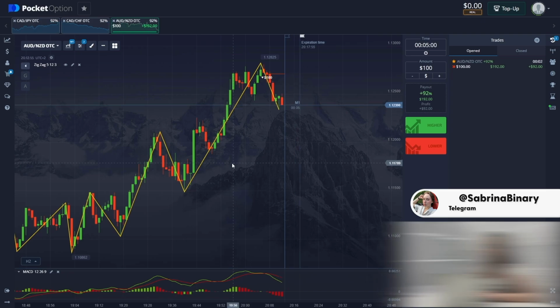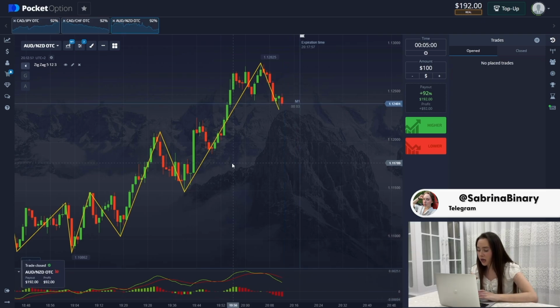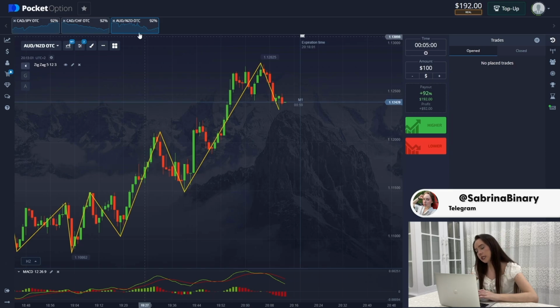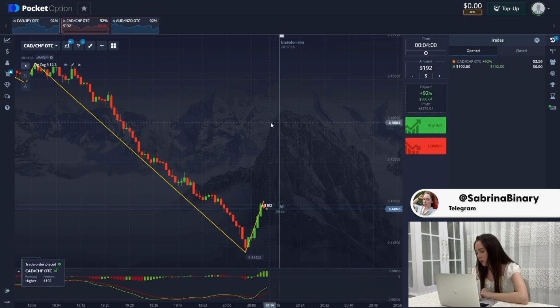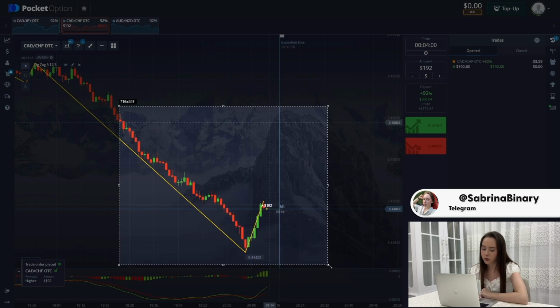Traders, our first deal closed in plus, and our profit was $92. And let's move on to the next currency pair. Just a wonderful currency pair, and first I will reduce the time frame to 4 minutes. Then I put the maximum on the amount of the trade. And on this currency pair, I'll open a deal to increase the price.